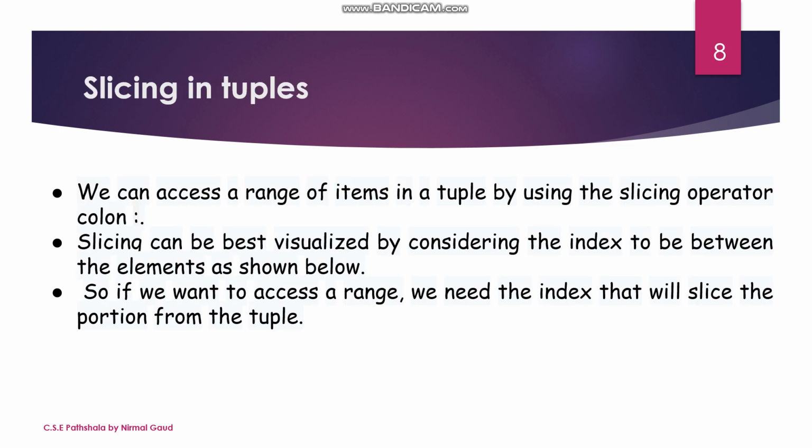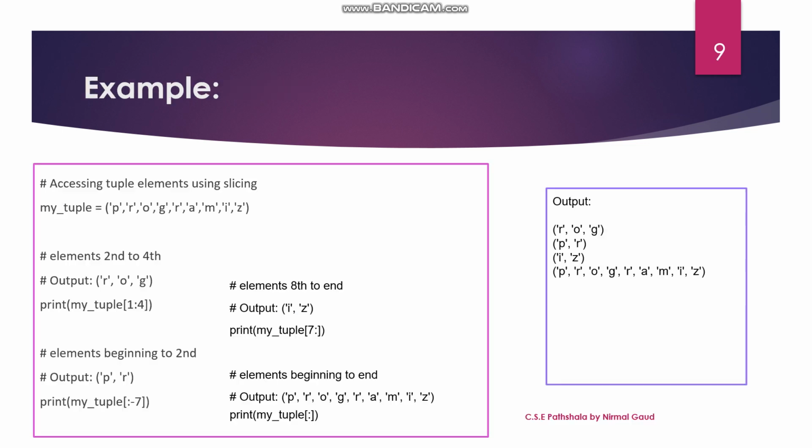Slicing in tuple. For slicing in tuple, we can access a range of items in a tuple by using the slicing operator, that is colon. Slicing can be best visualized by considering that the index is between the elements. So if we want to access a range, we need an index that will slice the portion from a tuple. Example for slicing.